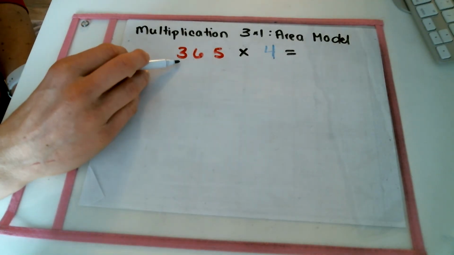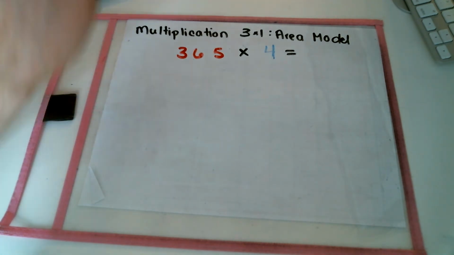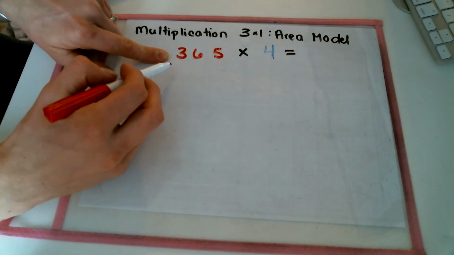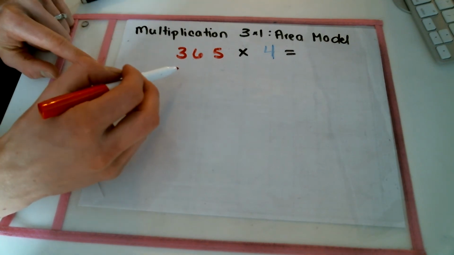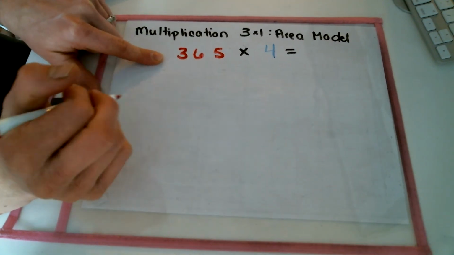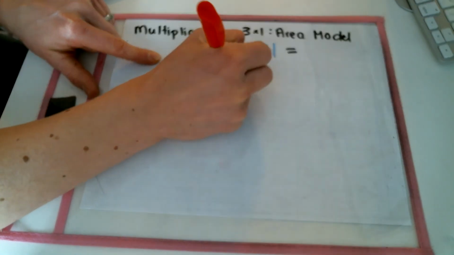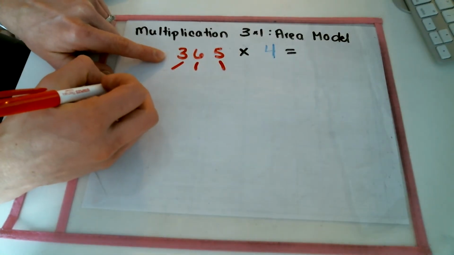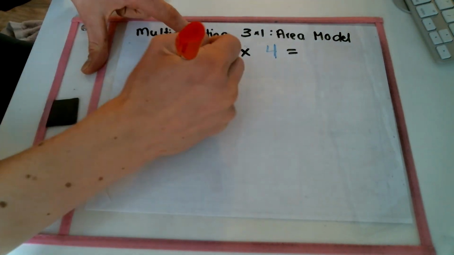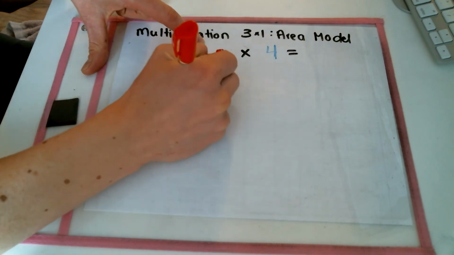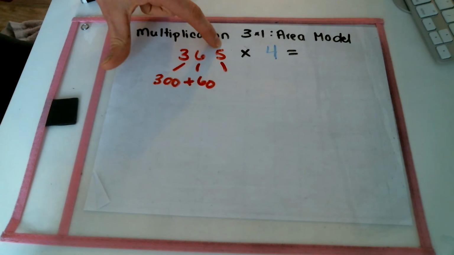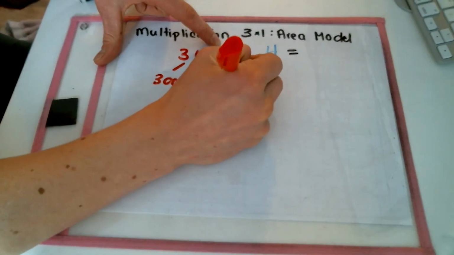So the very first step that I need to use the area model is to decompose 365 into its expanded form. That way I know the value of each of the digits. So let's decompose 365 into its expanded form. I know that my 3 is in the hundreds place, so the value of this 3 is 300. My 6 is in the tens place, so I know that the value of the 6 is 60 because there's 6 tens. Then I'm in the ones place, and I know that the 5's value is 5.